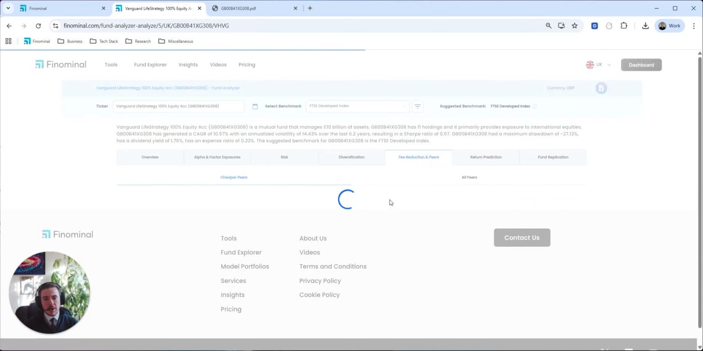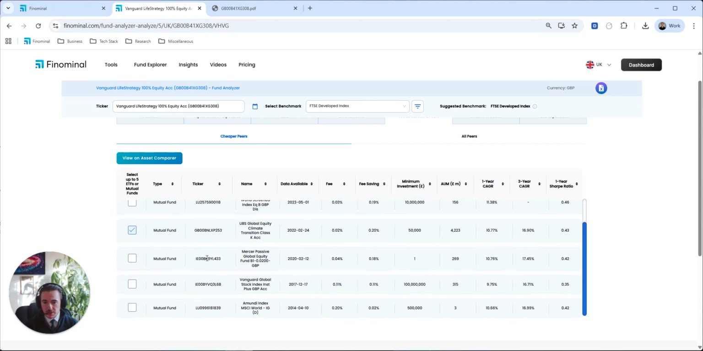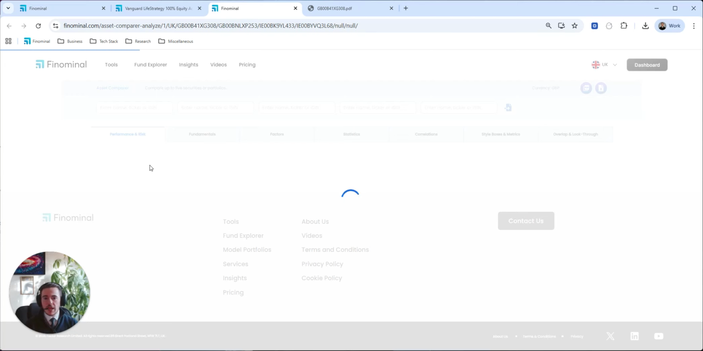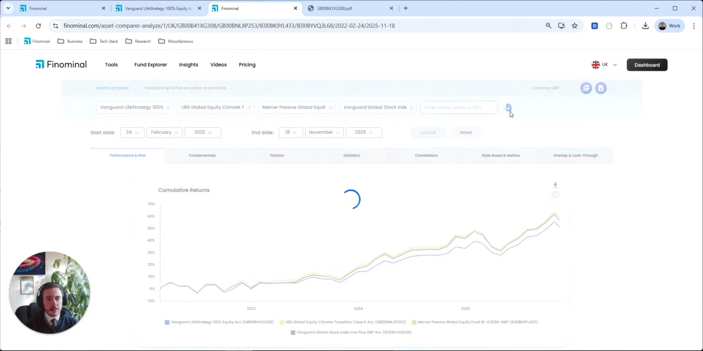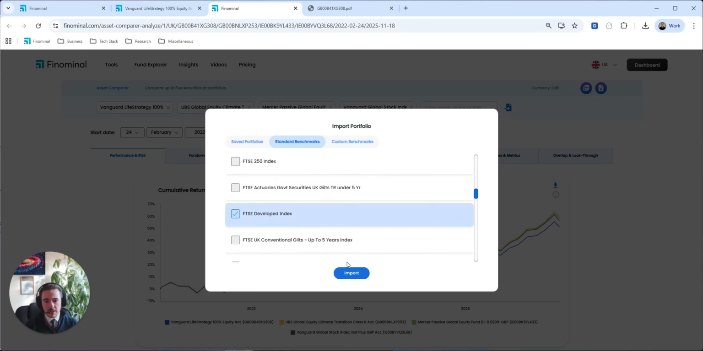I am now going to do a comparison against its peers. We can either do cheaper peers or all peers. I am going to use the cheaper peers, and we will select some here. So we'll go for the UBS Global Climate Transition, as well as the Vanguard fund and Mercer Passive Equity Fund. Putting this through the asset comparer, I am also going to add back in the benchmark index, which was the FTSE Developed Index as shown.